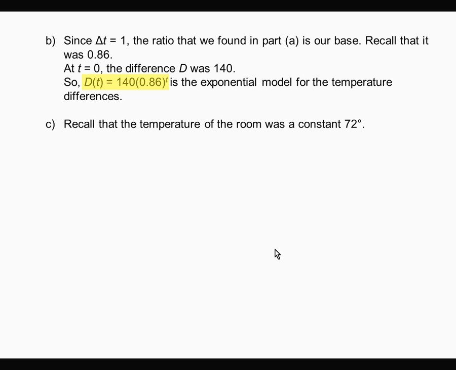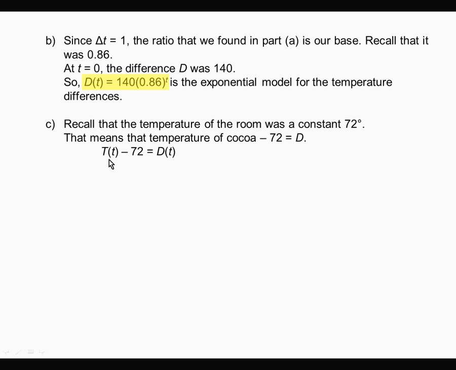So for part C, recall the temperature of the room was a constant 72 degrees. Now remember, D is the difference between the room and the cup of cocoa. So the temperature of the cocoa minus 72 is D. Okay, D is this thing, and remember we're calling the temperature of the cocoa capital T of T. So capital T of T minus 72 is equal to 140 times 0.86 to the T power.